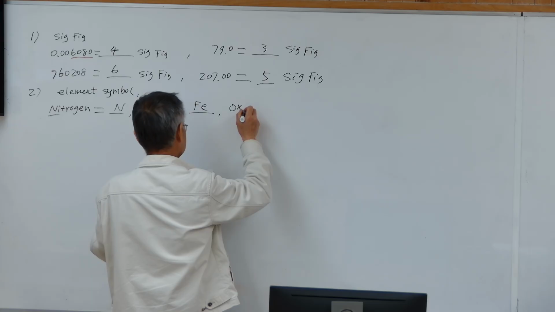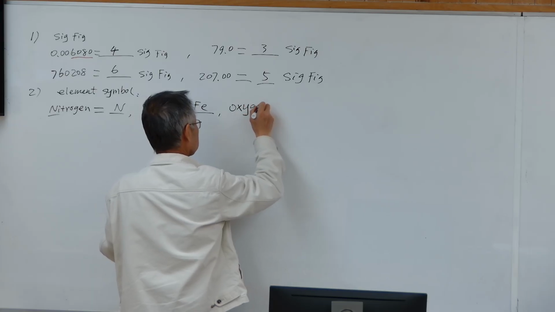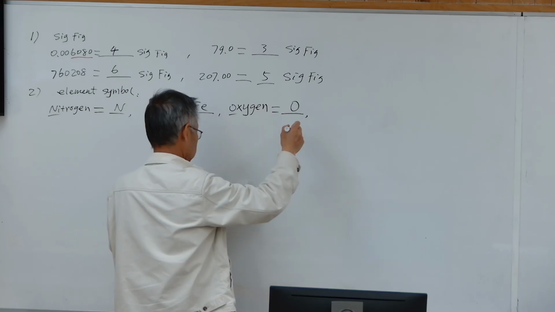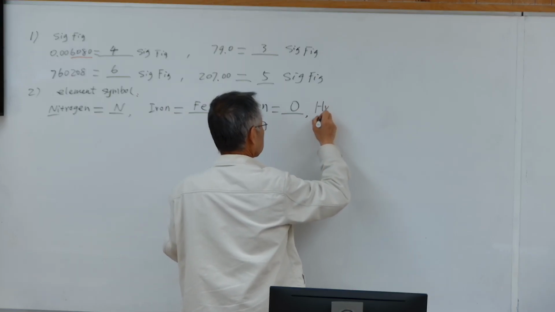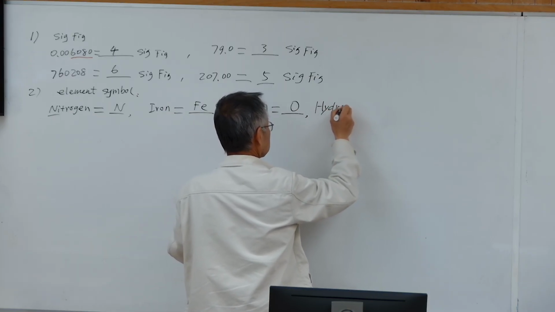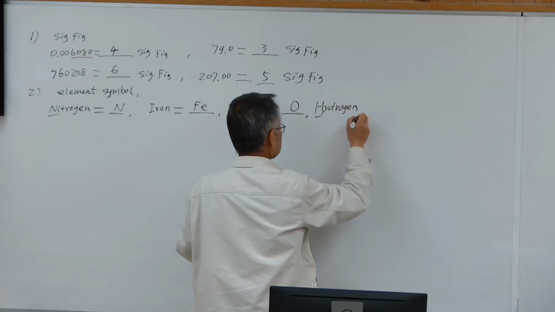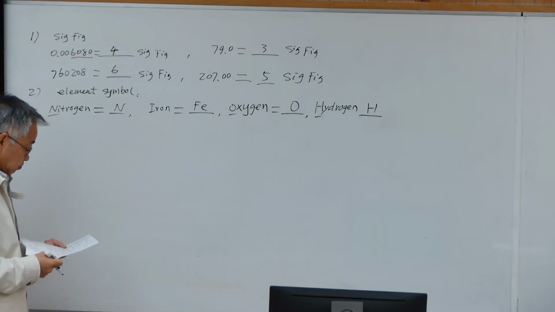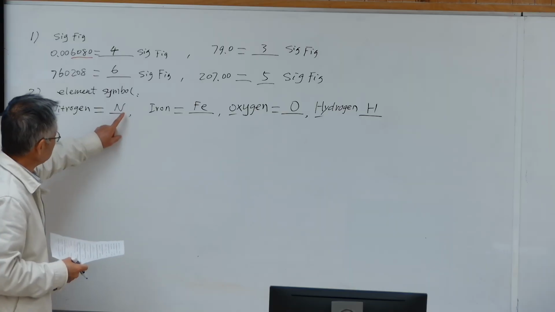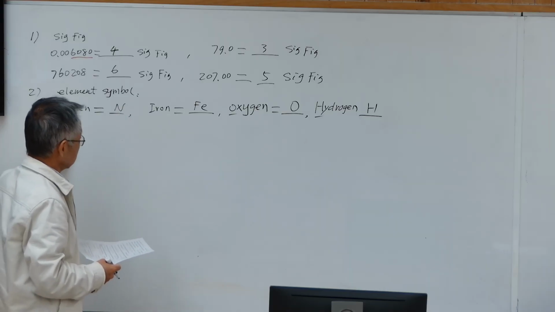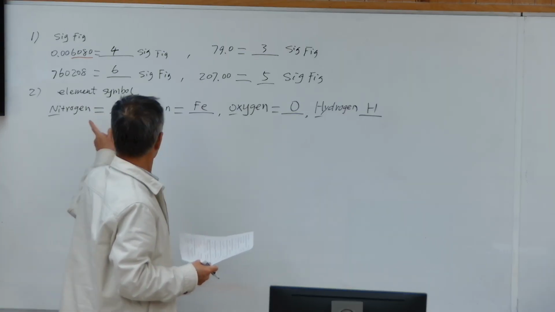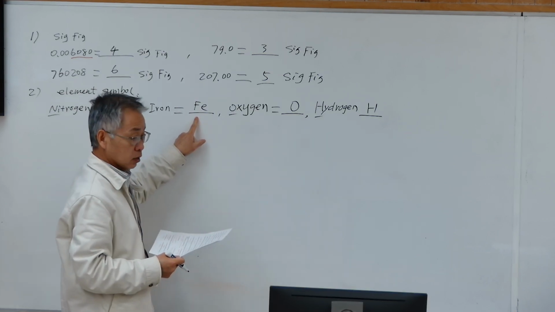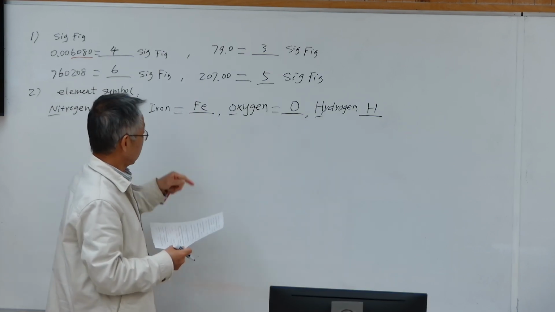Oxygen. Also the first letter of the name, so it's O. Hydrogen. Also the first letter of the name. So some element symbols come from the first letter, like nitrogen, oxygen, hydrogen. Some are not related to their name, like Fe.